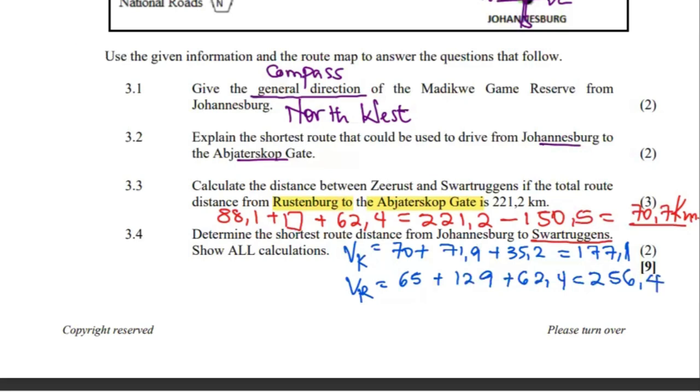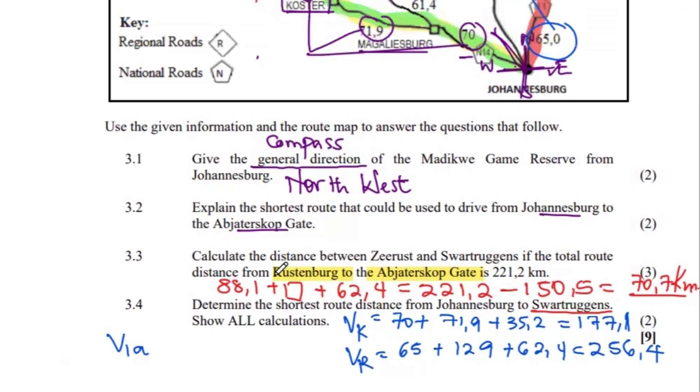256,4. So the shortest distance or the shortest route is via, you can say via what? It's called the Coxten, or you can say via Malsberg. Okay.